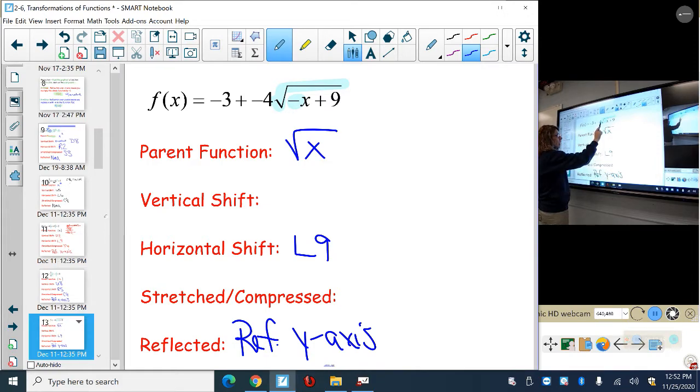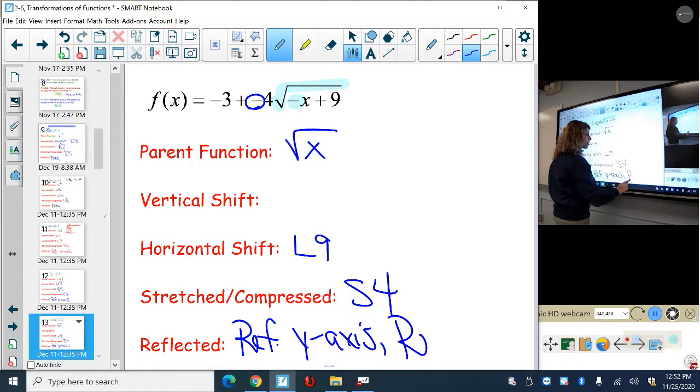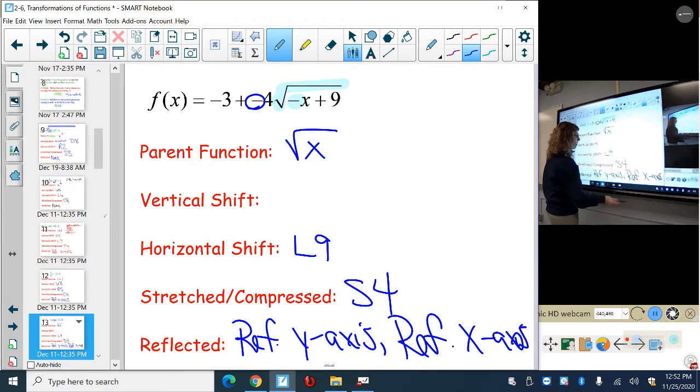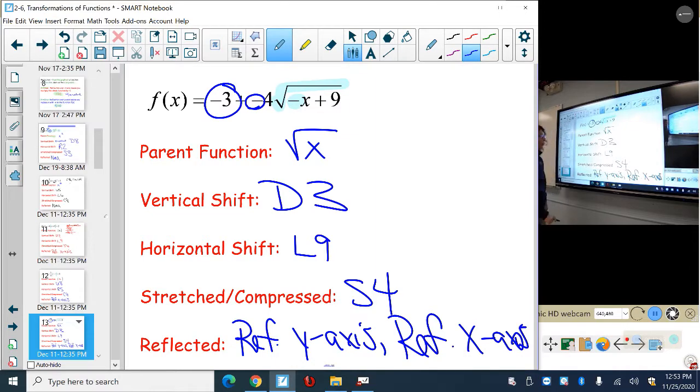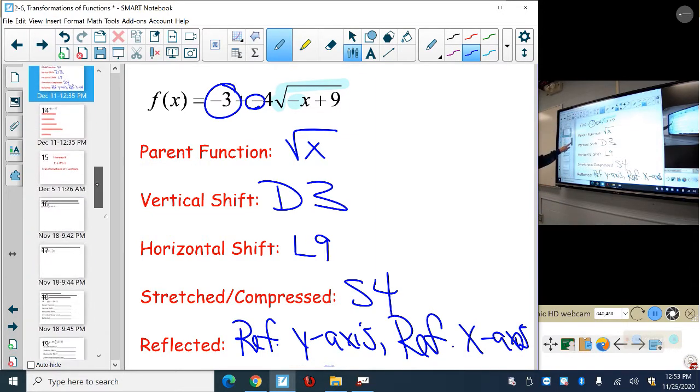The 4 is attached by multiplication, so that means it's going to be stretched 4, but it's negative, which means I'm also reflected over the x-axis. And then the vertical shift is this right here, which means I'm going to go down 3 units. That one was a hard one. Okay?